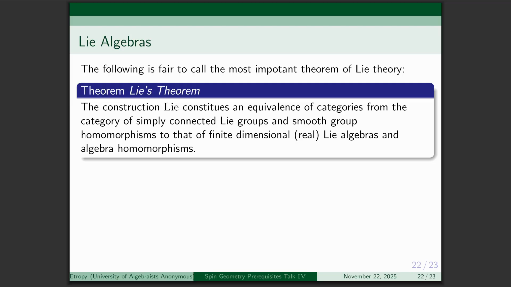And namely, it's a theorem that this map, Lie, if you interpret it as a functor between categories, and I'm going to explain what this means in a second if you're uncomfortable with this language, if you interpret it as a functor from the category of simply connected Lie groups to the category of finite-dimensional Lie algebras, then it is an equivalence.